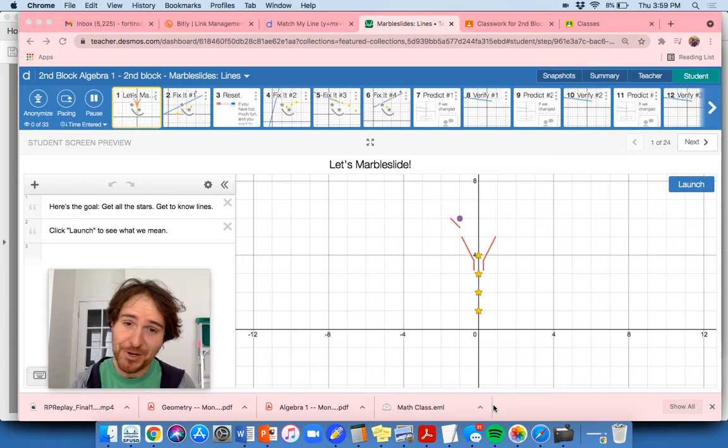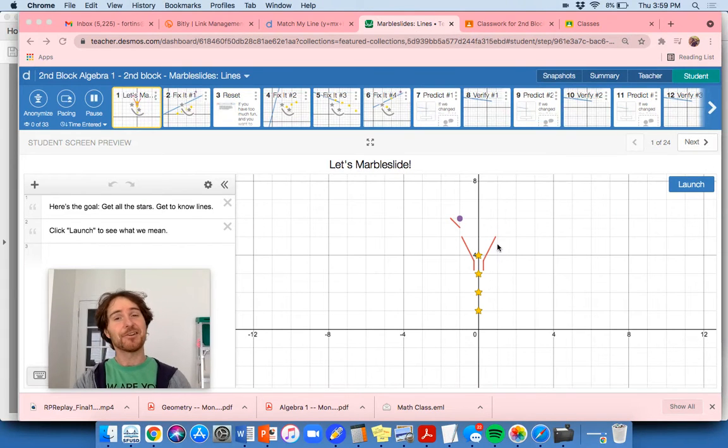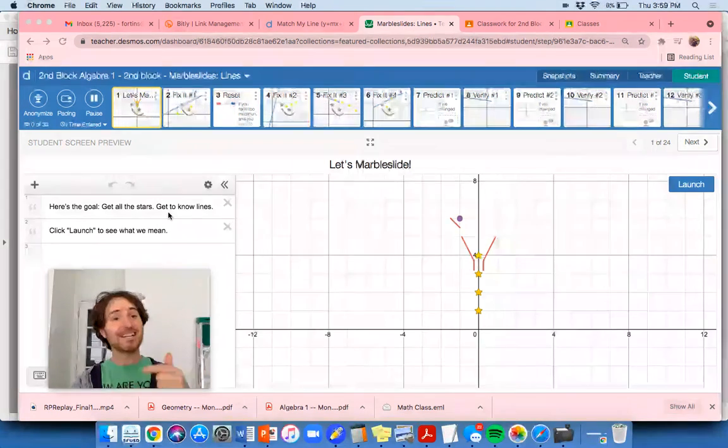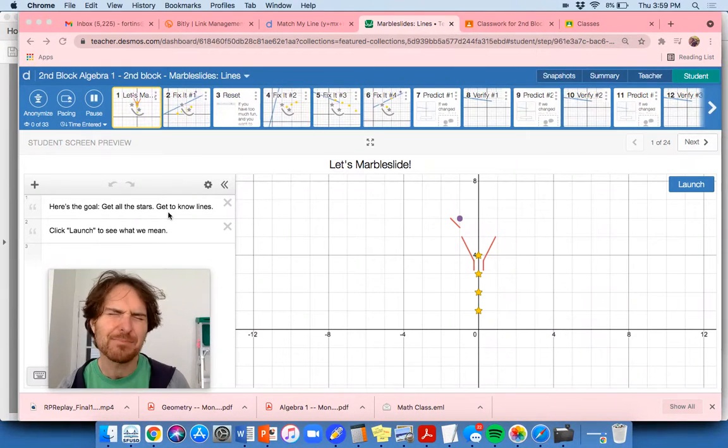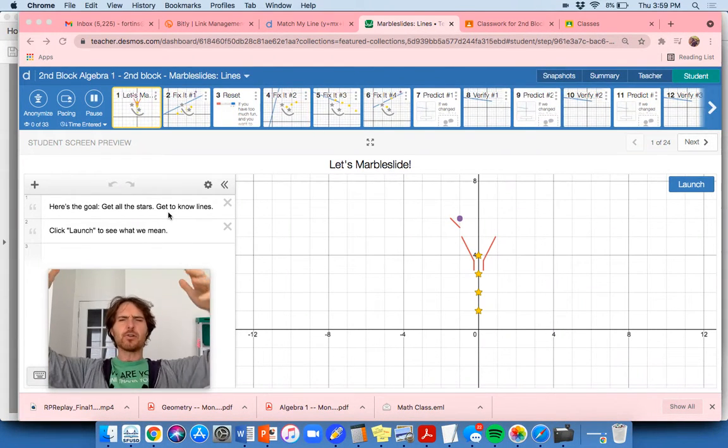You've got this super fun assignment today. That's right, looks like a lot of puzzles up here, puzzles related to marbles. There's a marble right there, and then stars, and then these are your slides right here. But anyways, the goal of this one: get all the stars. Get to know lines in the form y equals mx plus b, otherwise known as the slope-intercept form.